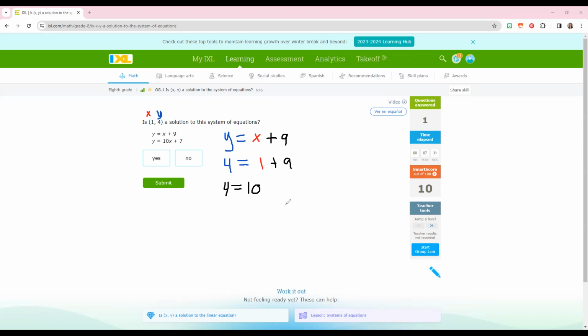Is that a true statement? No, those numbers are not equal to each other. So here we have another example of no, this point is not a solution. And once again, as soon as you get the answer no, you don't have to try the second equation. You can, but it doesn't really matter if it falls on that second line because it has to be something that works for both.